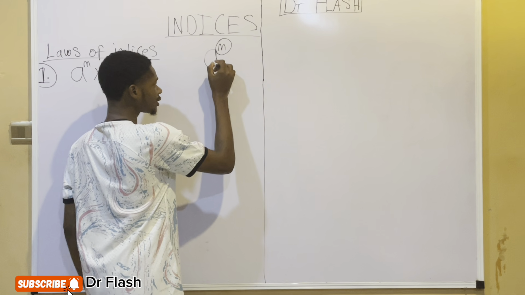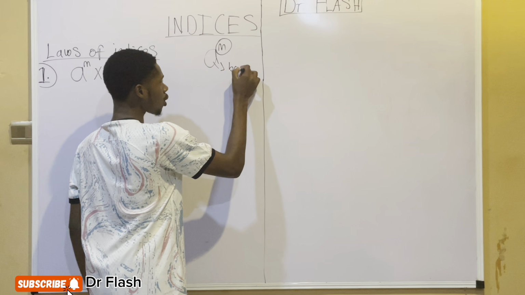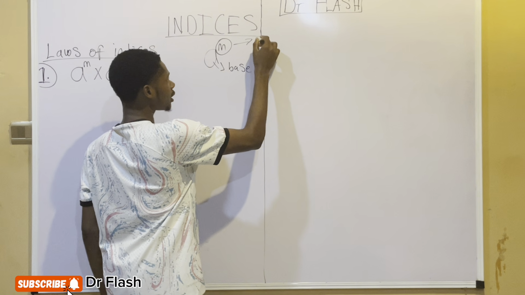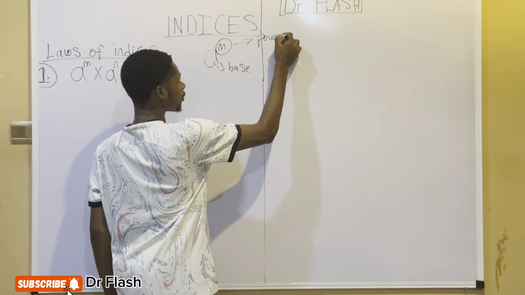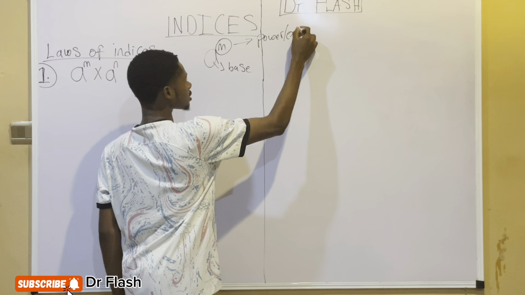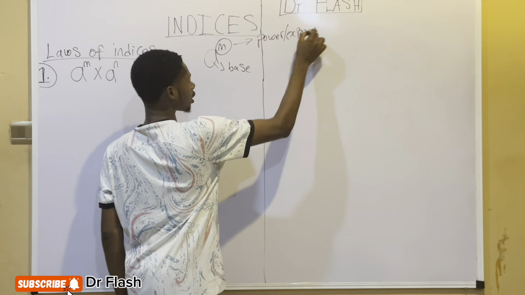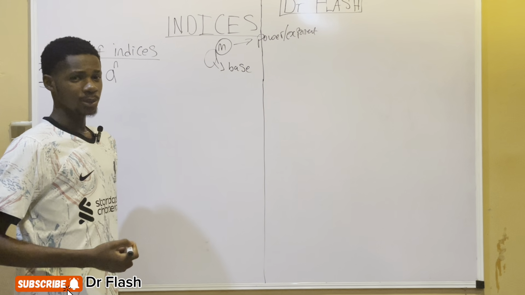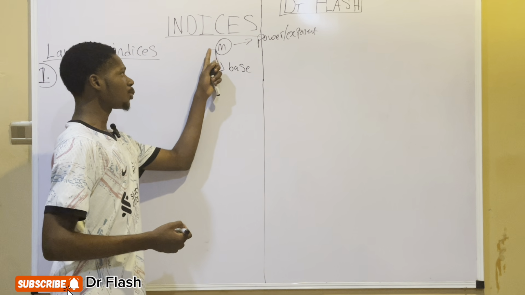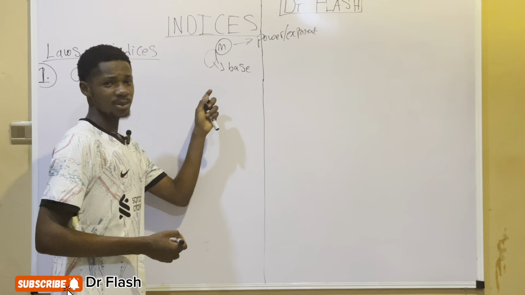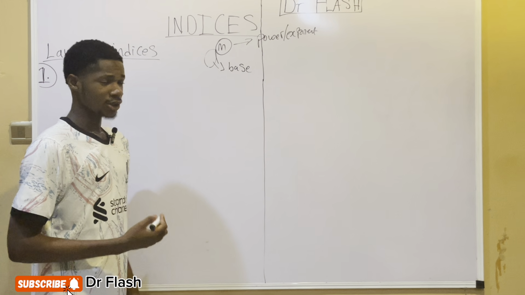Now, how about the larger number? The larger number is called the base, okay? This is called the power or the exponent, and this one is called the base. So if I'm having a to the power of m, it means a here is the base and m is the exponent or the power.